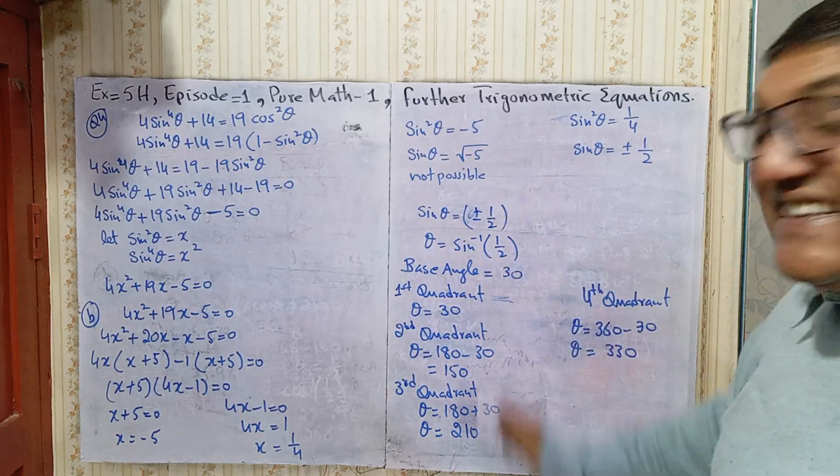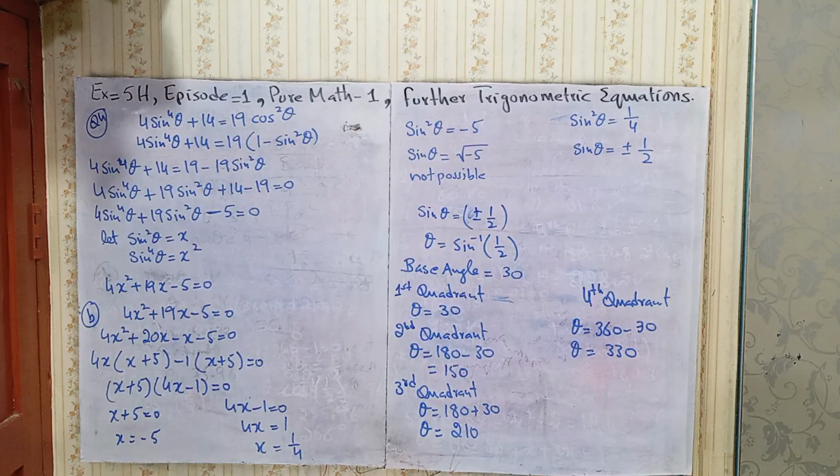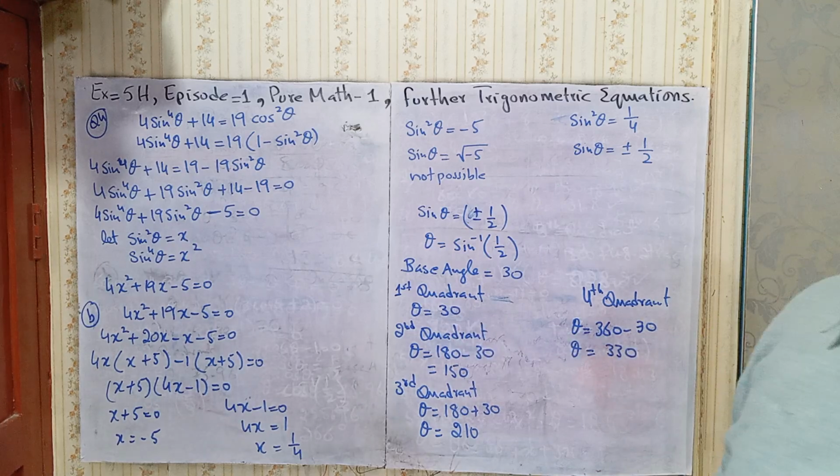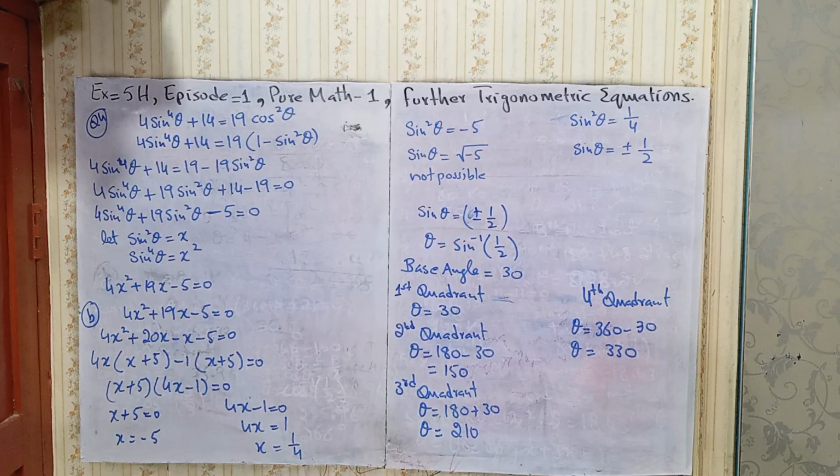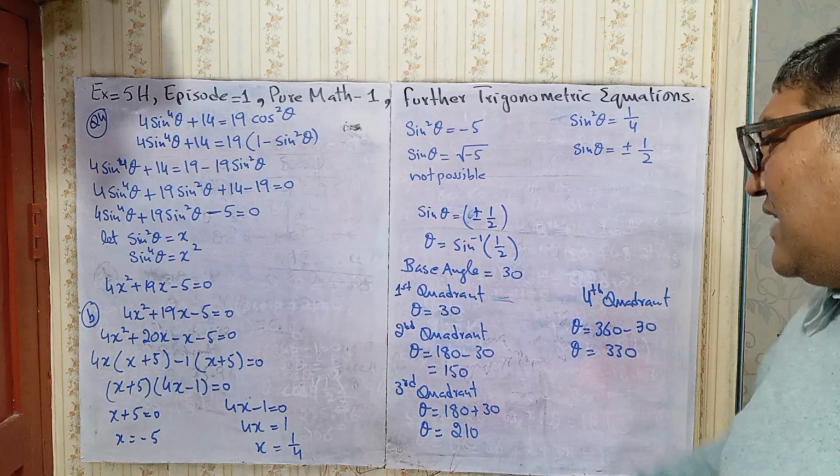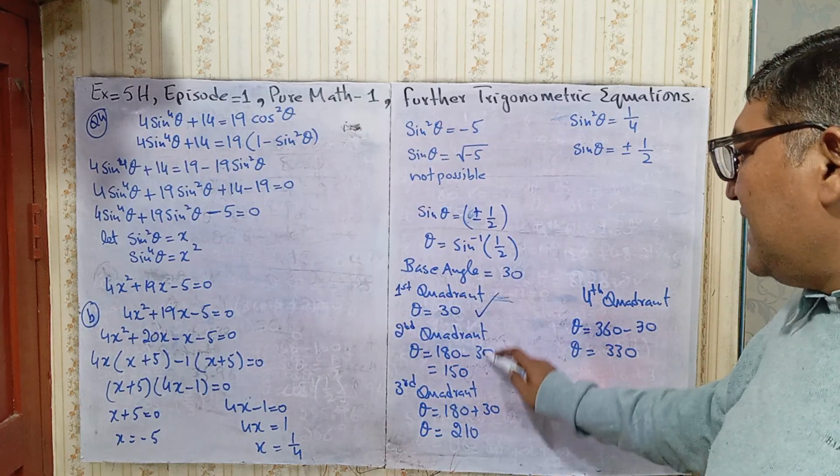Because this is positive and this is also negative, and the theta is from 0 to 360. So this angle can be in the first quadrant. In the first quadrant, the theta is equals to the base angle, which is 30. In the second quadrant, the theta is equals to 180 minus the base angle. It will be 180 minus 30. That will be 150. So this is the answer.